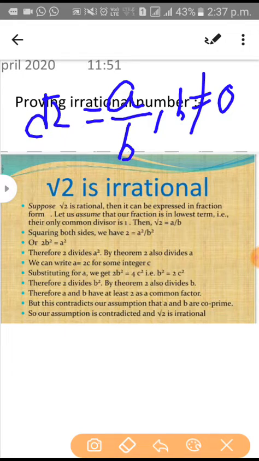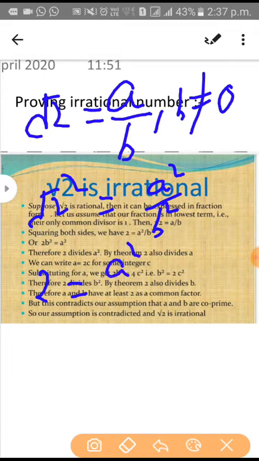Okay. Now squaring on both sides, root 2 square equals a square by b square. So I can write 2 is equal to a square by b square, or I can write b square is equal to a square by 2.